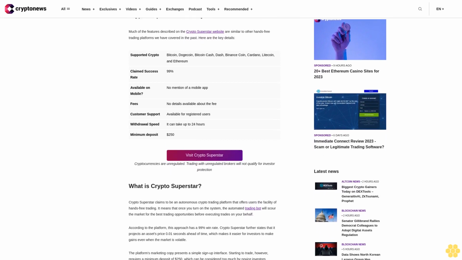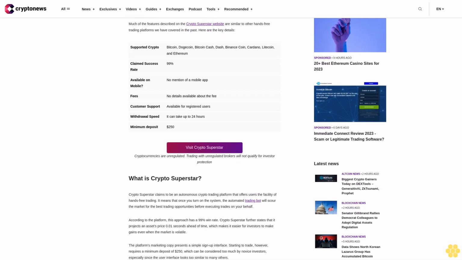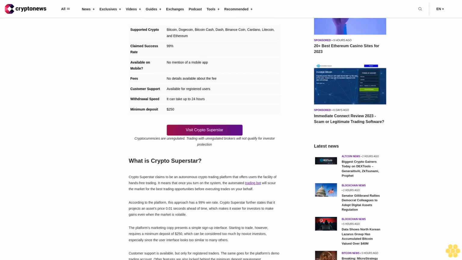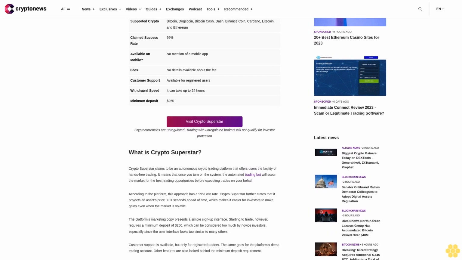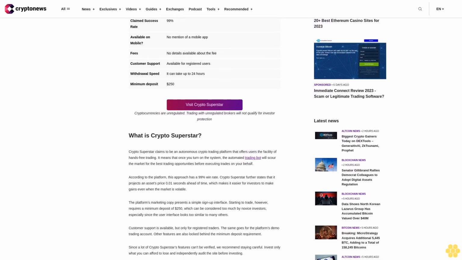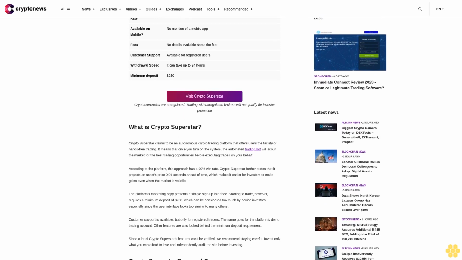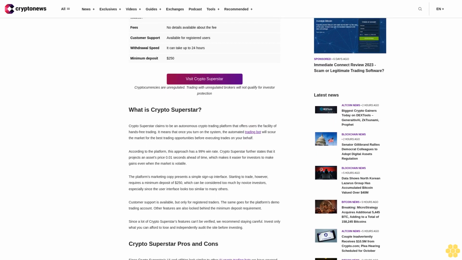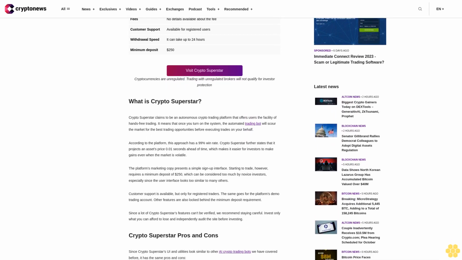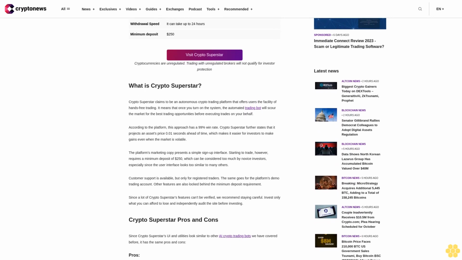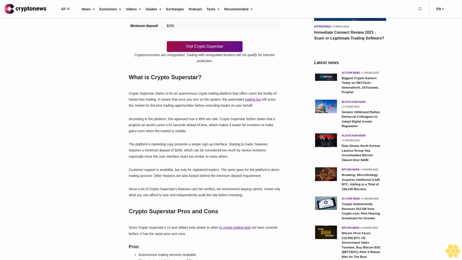What is Crypto Superstar? Crypto Superstar claims to be an autonomous crypto trading platform that offers users the facility of hands-free trading. It means that once you turn on the system, the automated trading bot will scour the market for the best trading opportunities before executing trades on your behalf. According to the platform, this approach has a 99% win rate. Crypto Superstar further states that it projects an asset's price 0.01 seconds ahead of time, which makes it easier for investors to make gains even when the market is volatile.